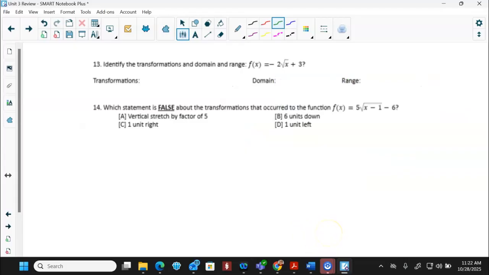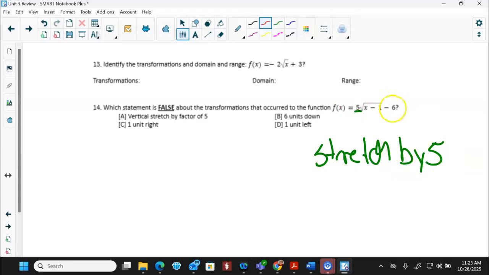All right, now question 14 talks about a false statement. False statement means not true, okay? So it's asking you for transformation. What can we say right here? I have a 5 in the front, so that's a stretch. I got a negative 6 on the outside, so that's down 6. And I have a negative 1 on the inside, which is the opposite, so that's right 1.